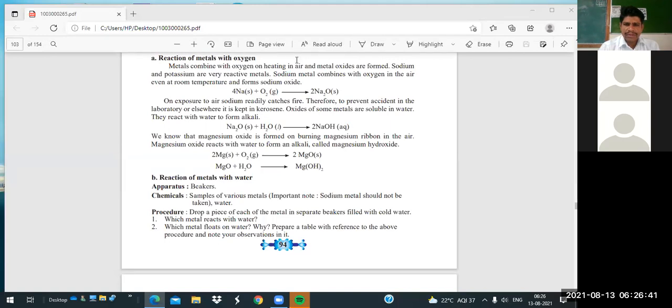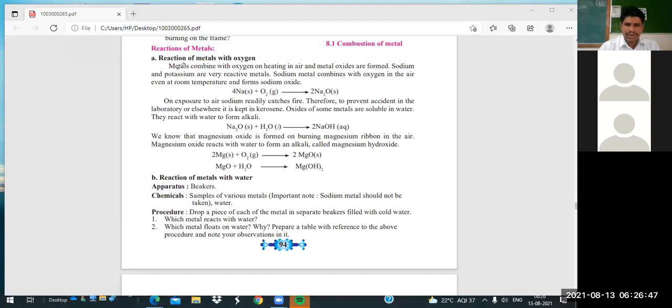Now see, this one sentence is very important here: these metals combine with the oxygen on heating in the air, metal oxides are formed. In this reaction, whatever reactions are given, you should know very well. Any one reaction can be asked from this. Remember.